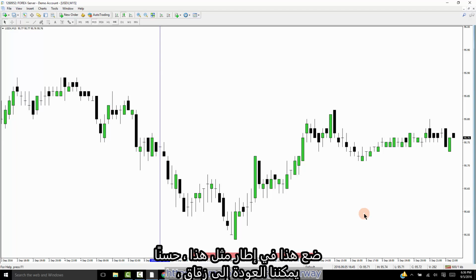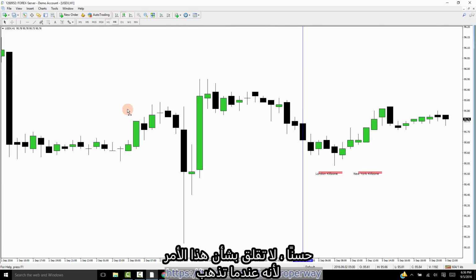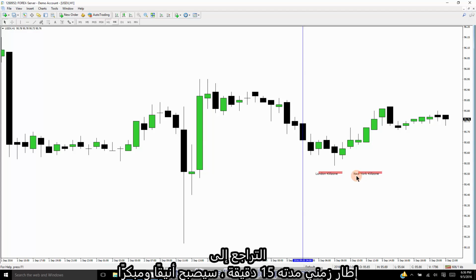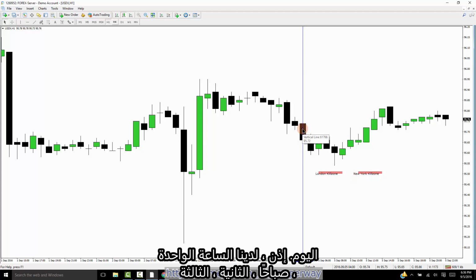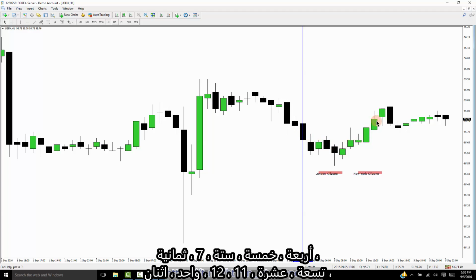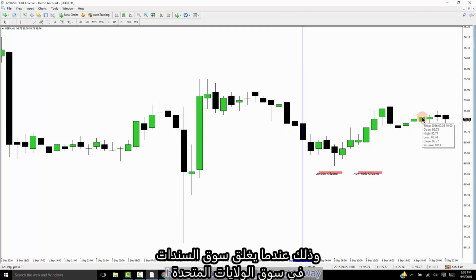Once you have this framed like this, we can go back out to an hourly chart. Don't worry about this being off, because when we go back down into a 15-minute time frame, it'll get neat and orderly all over again. So we have midnight here. This starts the day. So we have 1 o'clock in the morning, 2, 3, 4, 5, 6, 7, 8, 9, 10, 11, 12, 1, 2, 3. Why 3? 3 o'clock on Forex LTD is 1900. That's when the bond market closes in the U.S. market.